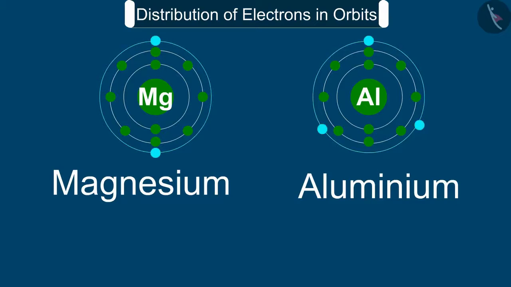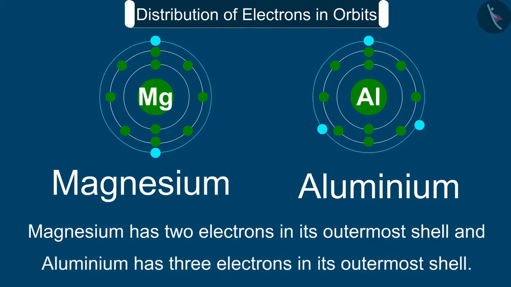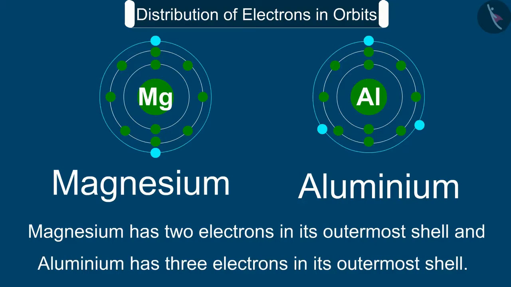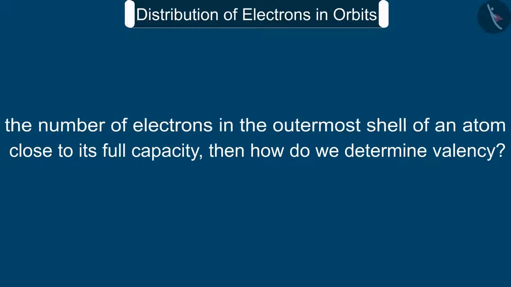It is 2 and 3 respectively because magnesium has 2 electrons in its outermost shell and aluminium has 3 electrons in its outermost shell. But if the number of electrons in the outermost shell of an atom is close to its full capacity, then how do we determine valency? In this case, valency is obtained in another way. Let us try to understand it by an example.